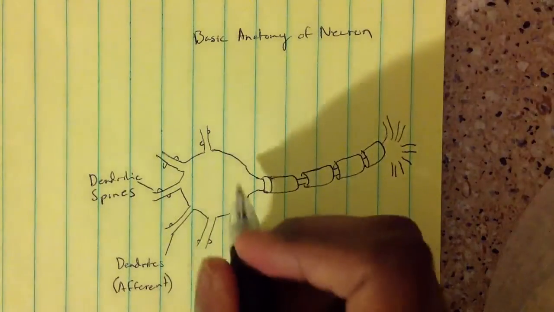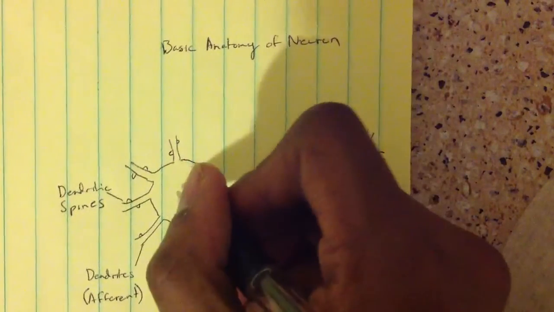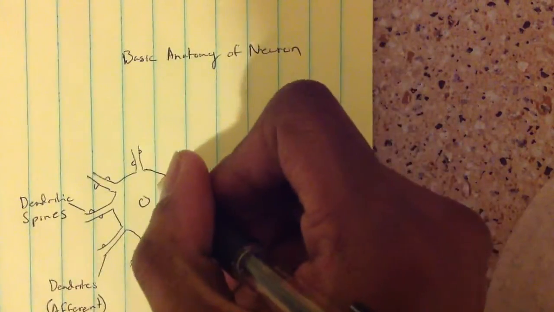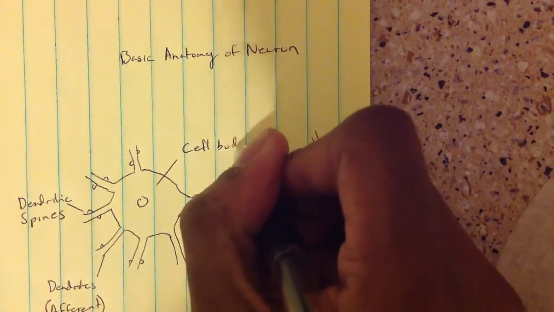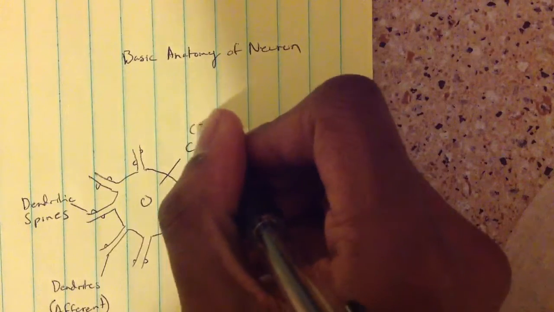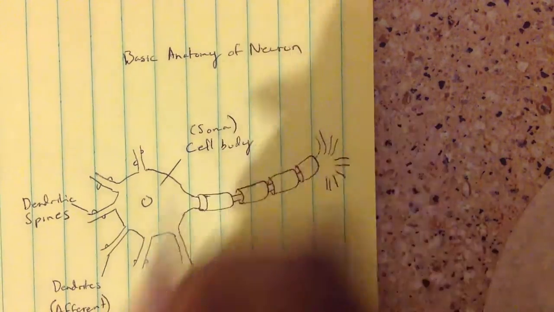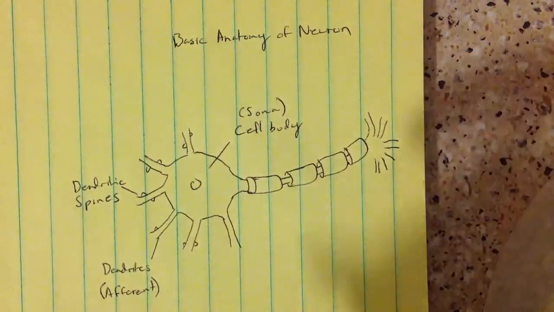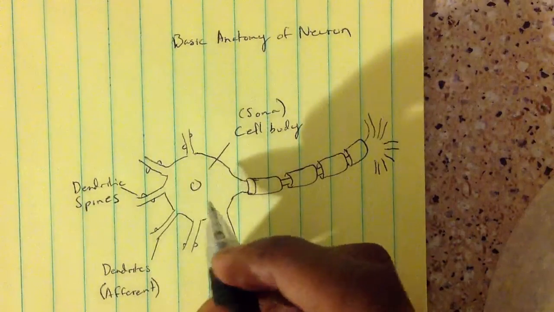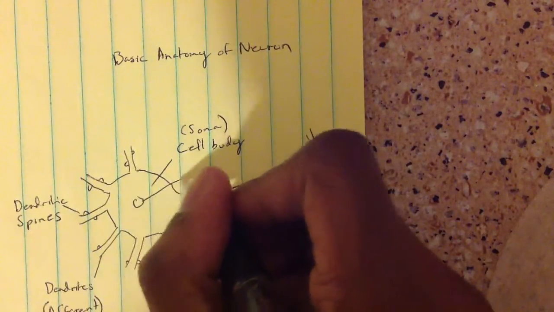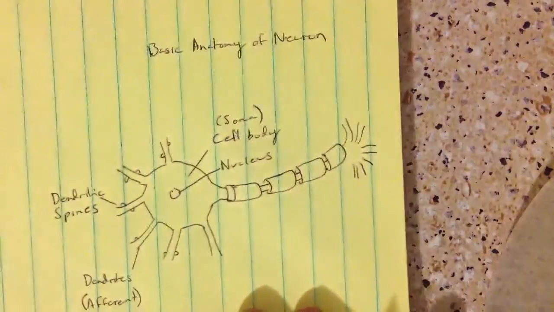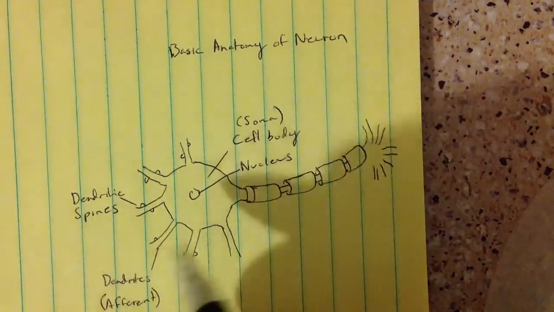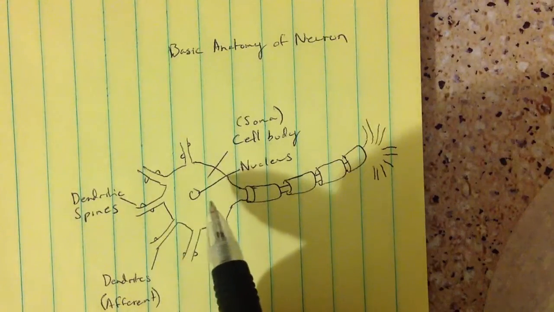Next we have the middle part, which is the cell body, also called the soma, which means cell body. And then the middle here is the nucleus, which contains your DNA and the blueprints for creating more neurons.